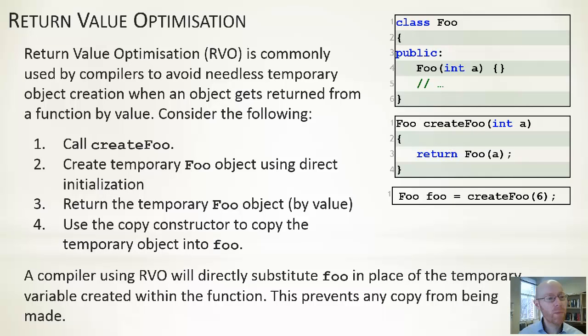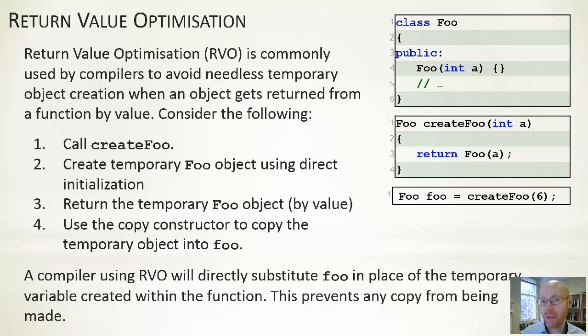RVO is commonly used by compilers to avoid needless temporary object creation, particularly when an object gets to be returned by some function or through some particular process. So here we have an example, in the code fragment on the right hand side of the screen. At the very bottom, we're creating a new foo instance by calling a method create foo, passing in a value 6, doesn't really matter. Just above that, we have our definition of create foo. There in line 3, we're going to return a new foo instance with a value passing in the parameter. Now, that's our R value, that's our temporary variable.